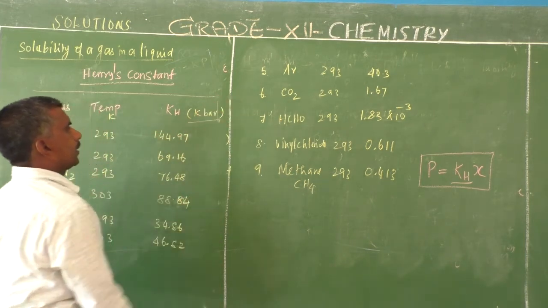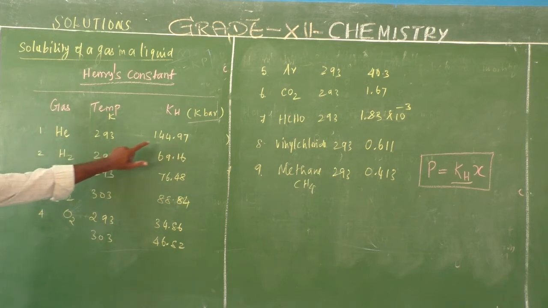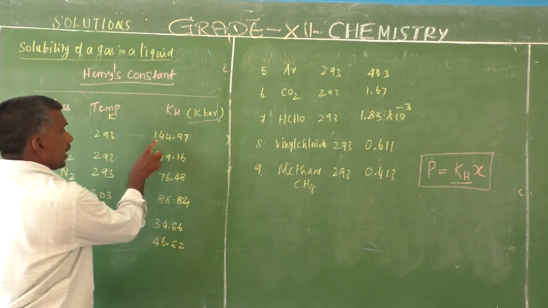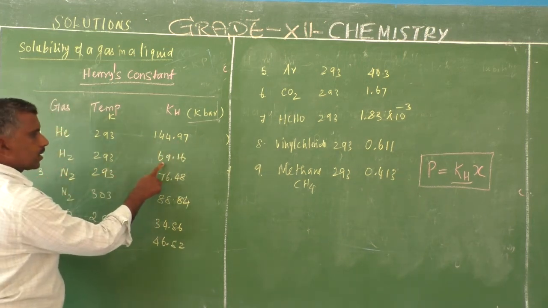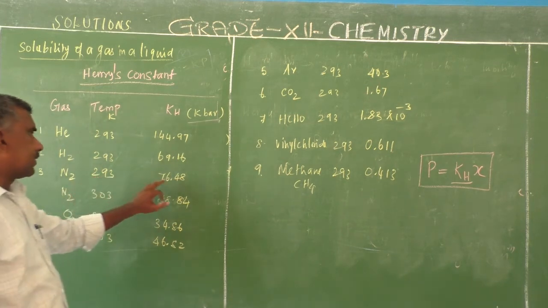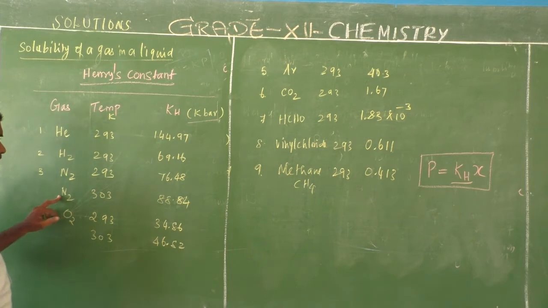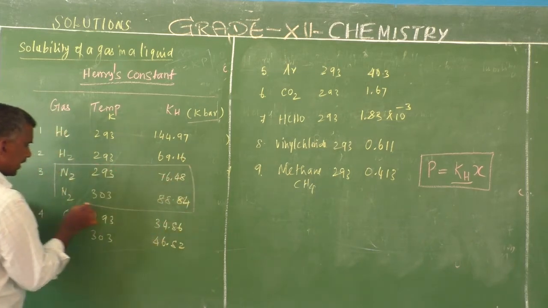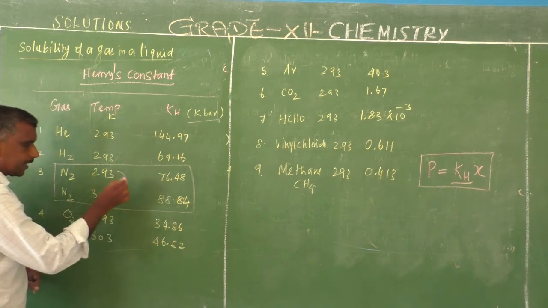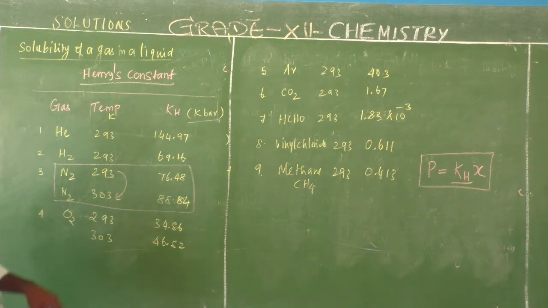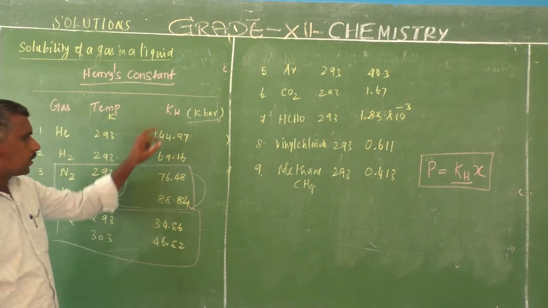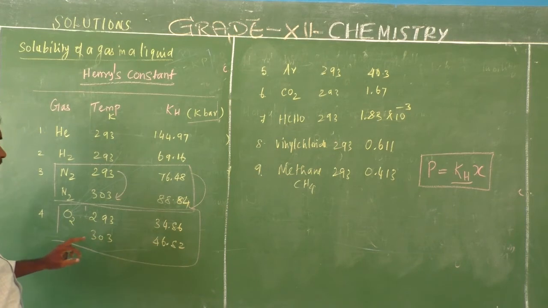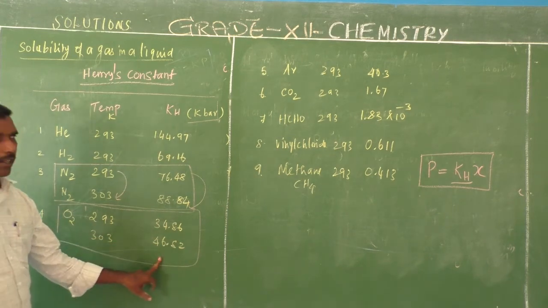You see, gas, temperature, Henry constant. We take Kelvin bar. So first gas helium. What is the value of Henry constant? It's a high value, 144.97. Hydrogen gas, 69.16. Nitrogen gas, 293 Kelvin, 76.48. Nitrogen and temperature is increasing, 293, 10 degree increasing, that is 303. Henry constant increasing. Oxygen also, 293 Kelvin, minimum KH value, that is 34.86. Now temperature increasing 10 degree, 46.82.